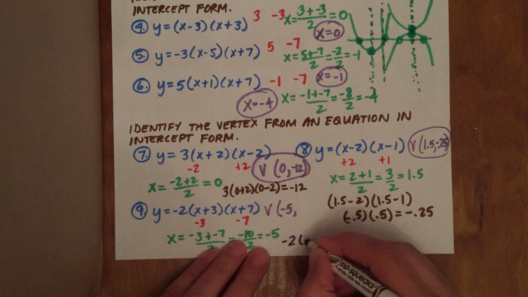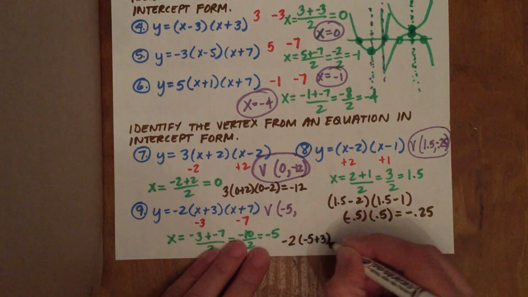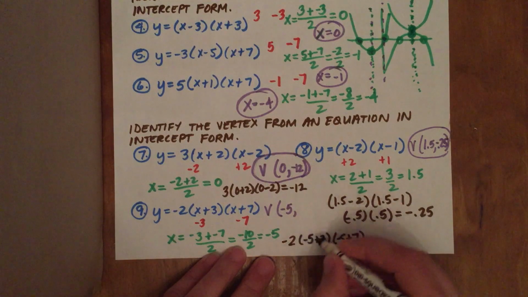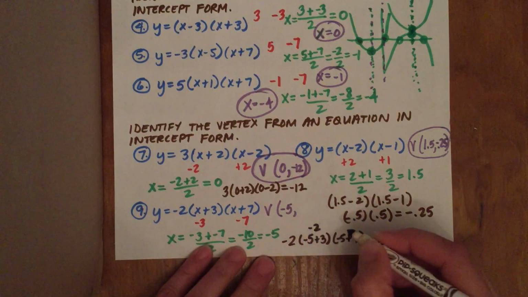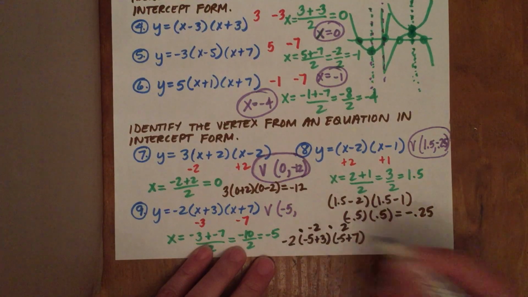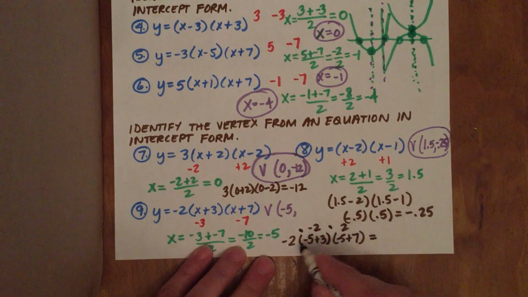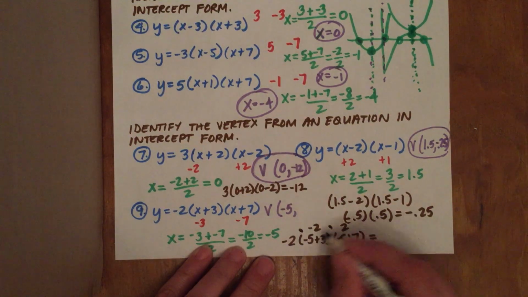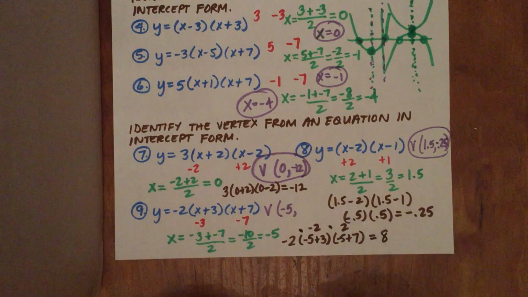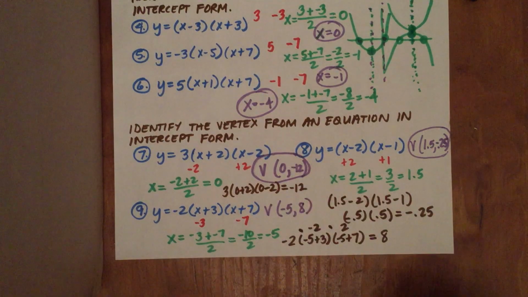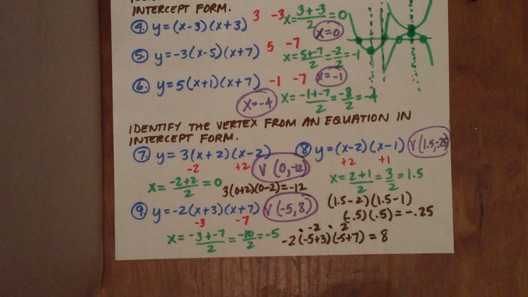So I have negative 2 and then negative 5 plus 3 times negative 5 plus 7. And negative 5 plus 3 is negative 2. Negative 5 plus 7 is 2. So basically I have 2 times negative 2 times 2 by plugging in. So negative times a negative is a positive. That's positive 4 times 2 is 8. So the vertex for this one is at the coordinates negative 5, 8. So that is how you find the vertex from an equation in intercept form.